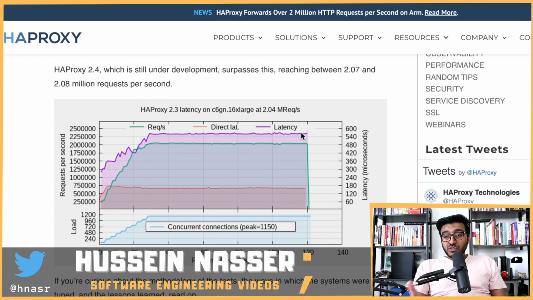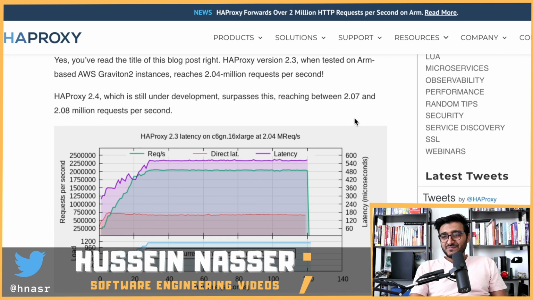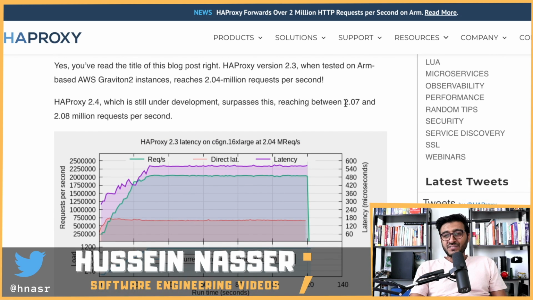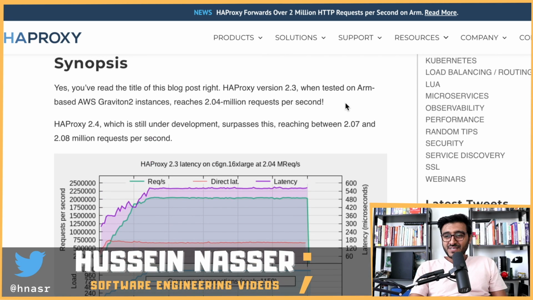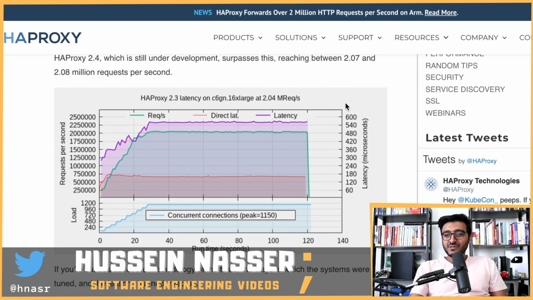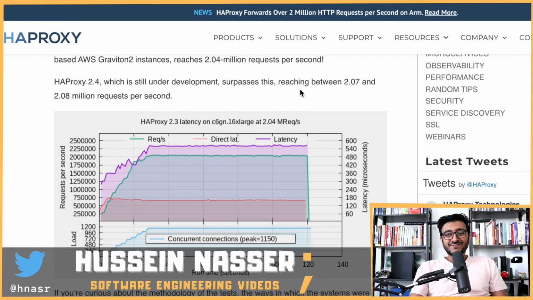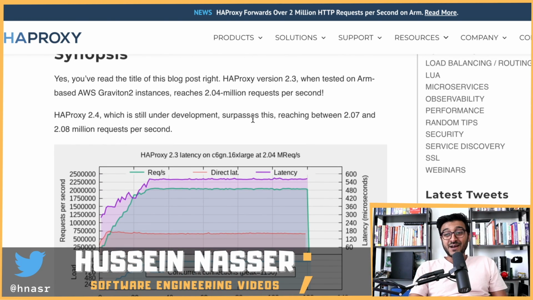HAProxy 2.4, which is still under development, surpasses that, reaching 2.07 and 2.08. It's not that great. I mean, how much is that? Another 70,000? Another 40,000 requests? Well, they do better. I'm joking, obviously.